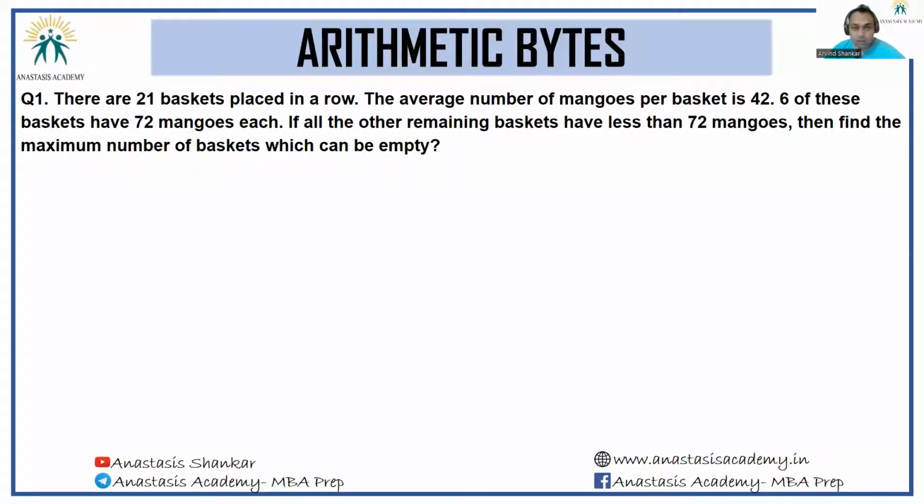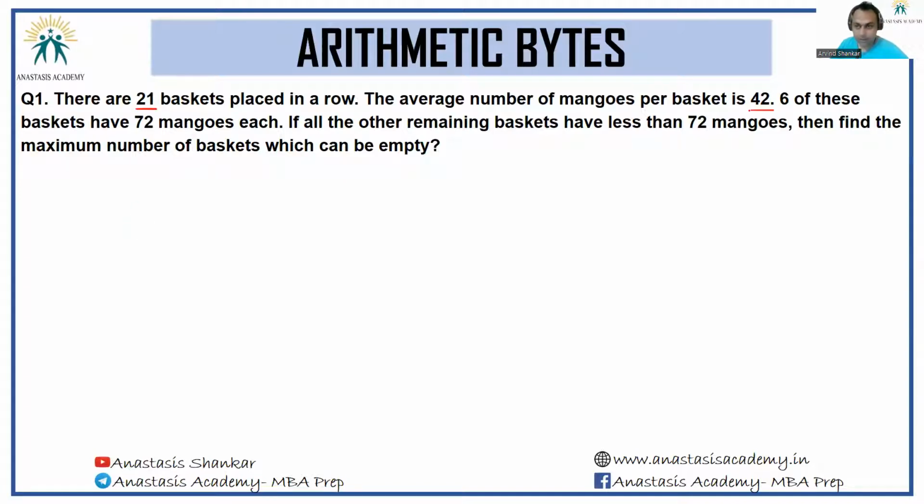Let's look at the solutions of arithmetic bites. There are 21 baskets placed in a row. The average number of mangoes per basket is 42. 6 of these baskets have 72 mangoes each. If all the other remaining baskets have less than 72 mangoes, then find the maximum number of baskets which can be empty.